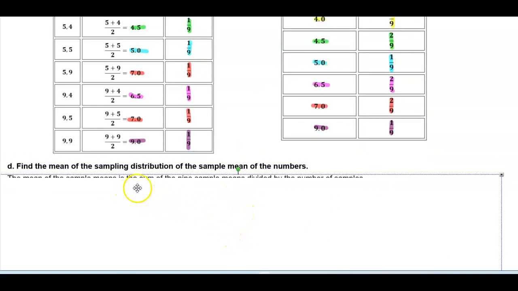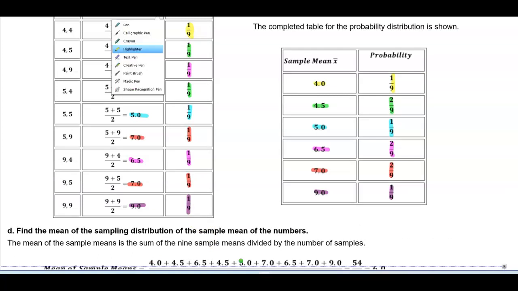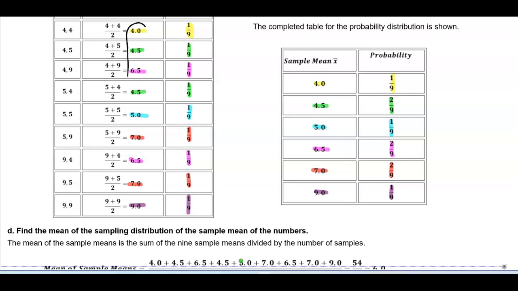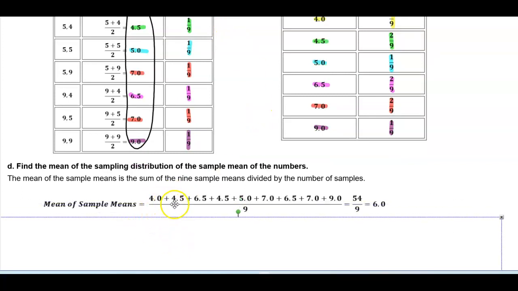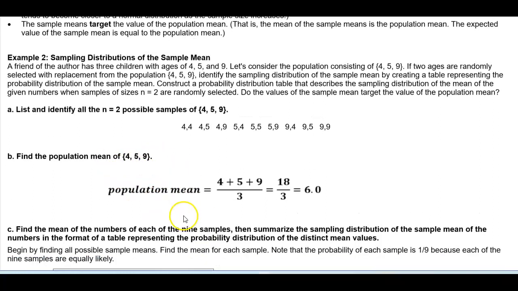Now in part D, it says find the mean of the sampling distribution of the sample mean of the numbers. So that means we need to add all the following numbers and divide it by 9, since there's a total of 9. So we're going to add all of these numbers, which you can see here as a numerator. The mean of the sample means is 4.0 plus 4.5 plus 6.5 all the way to 9.0 and divided by 9, which gives us 54 over 9, which gives us 6.0. So that should tell you that it compares to the population mean that we found in part B.